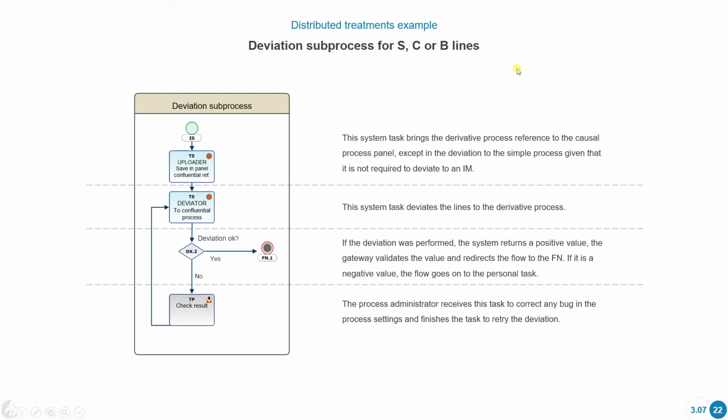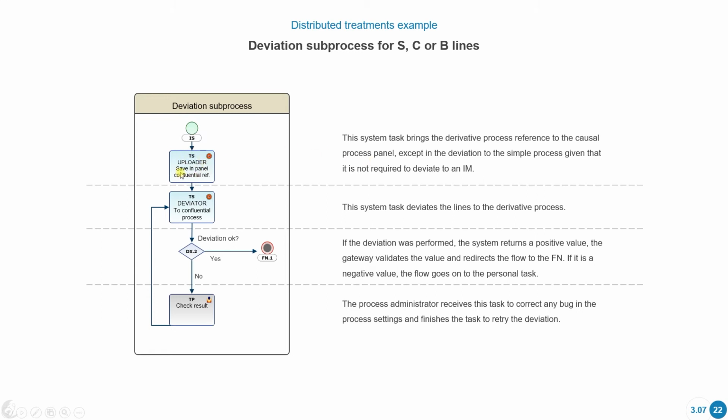So we don't need the exact reference of each instance. But in the case of the class of process C or B, we do need the exact reference because they're processes that have already started, they are already triggered, they've already been launched, and they have a unique reference. And we need that reference in order to deviate the lines C and the lines B to those exact instances. So this uploader system task is going to grab that reference and bring it to the panel of the causal process.